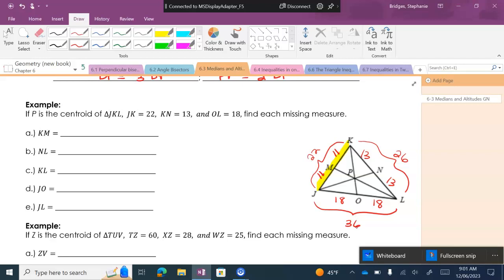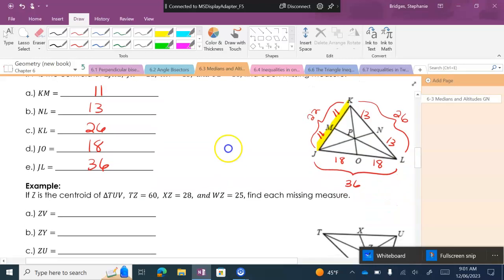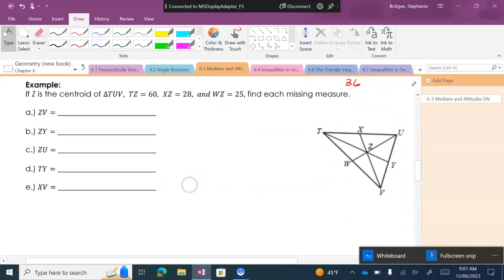What's KM? 11. Okay. What's NL? 13. What's KL? JO? 18. And JL? 36. So we were able to answer all those questions? Everybody okay with that? All right. Now, we're going to do the same thing to this next picture. We're going to label what it tells us, fill in what we can, and then answer our questions.